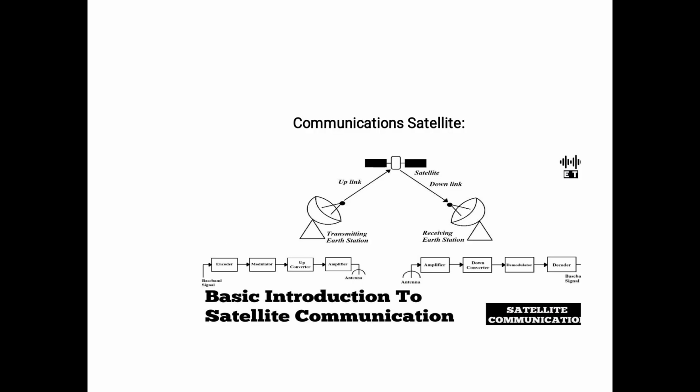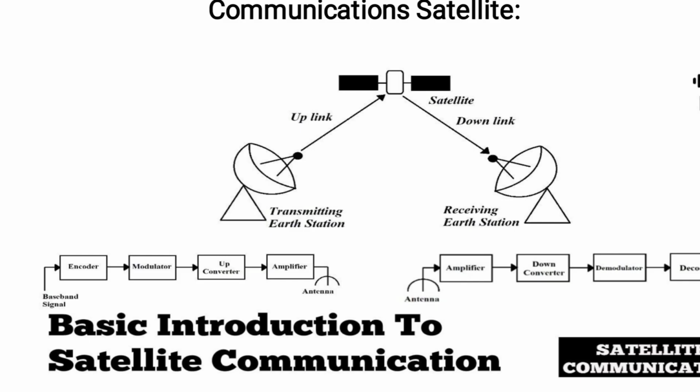So, what is a communication satellite? You see the diagram. Here, the satellite is revolving around the Earth, and there are two earth stations. One is the transmitting and another is the receiving earth station. The signal is transmitted from the transmitting station in the uplink frequency and reaches the transponder, that is the satellite, and the satellite processes, down converts and retransmits it in the downlink, which reaches the receiving earth station.